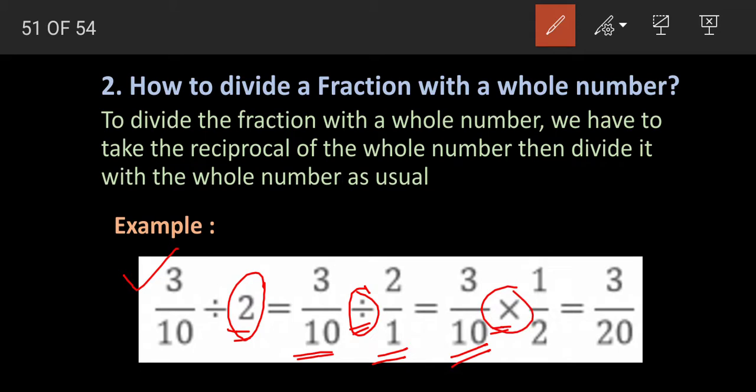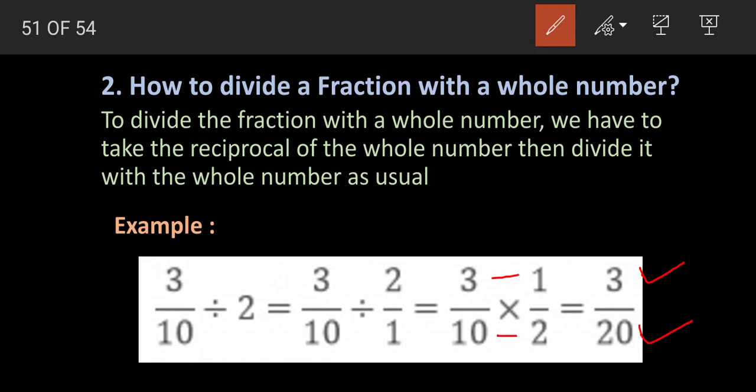Next step is we have to write the reciprocal of the second fraction. The reciprocal of 2 by 1 is 1 by 2. Now we can multiply them as fraction with fraction. So the product of numerators: 3 ones are 3, and 10 twos are 20. Okay.